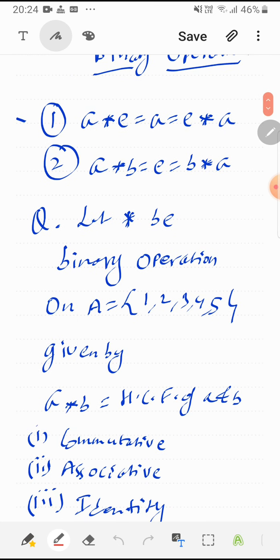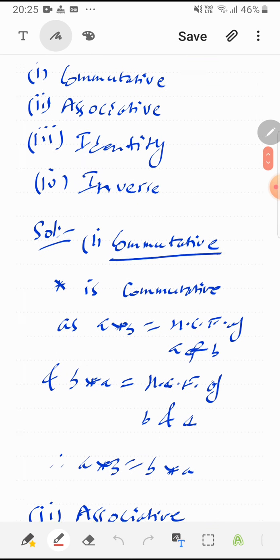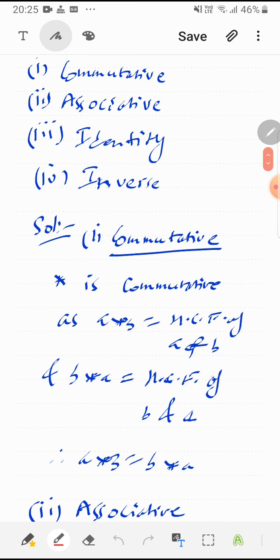So let us apply this on some operation. Let star be a binary operation on A, the set {1, 2, 3, 4, 5}, given by A star B is equal to HCF of A and B. Let us check its commutativity, associativity, identity and inverse. First, commutative. Star is commutative. It's clearly commutative because HCF of A and B is equal to HCF of B and A.